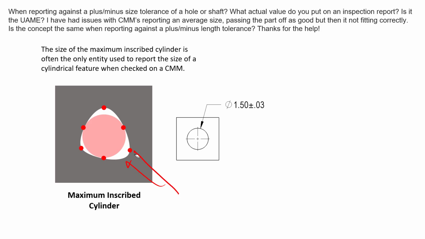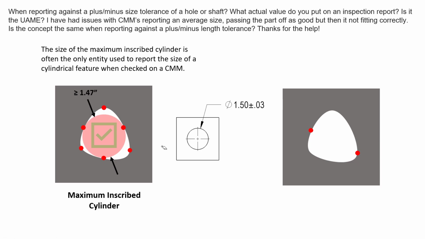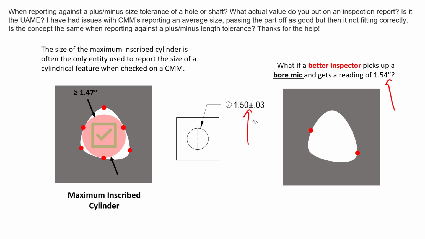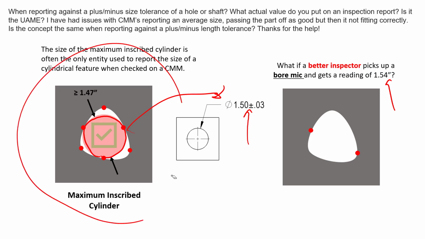So if you only report the maximum inscribed cylinder on your CMM, you're only doing half the equation. A better inspector could come up and say, I put a bore mic down this hole and got 1.54. I'm going to reject this hole. That 1.54 is outside my size limits, even though you told me that the maximum inscribed cylinder, the size of that cylinder, is inside our size limits. You only did half the equation here.